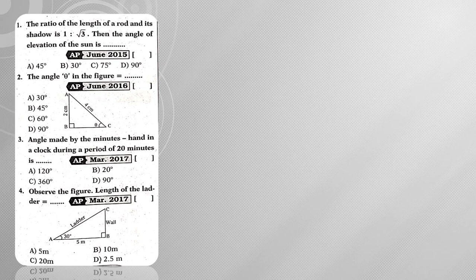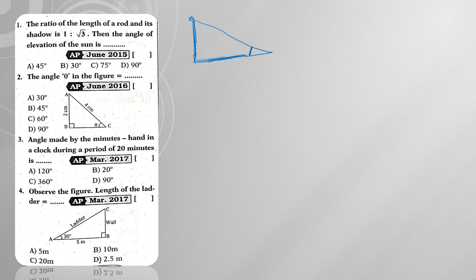Then the angle of elevation of the sun, right? So when you see the length of the rod, the rod is nothing but a vertical one, and the shadow will fall on the earth, hence it is horizontal, right? Now what he is asking is to find out the angle of elevation of the sun. So from here you are observing the sun, so this angle of elevation you need.